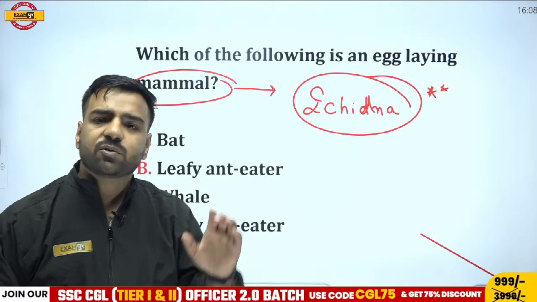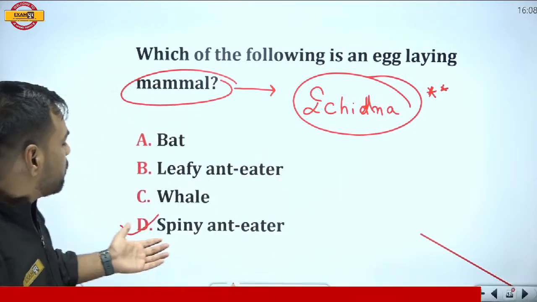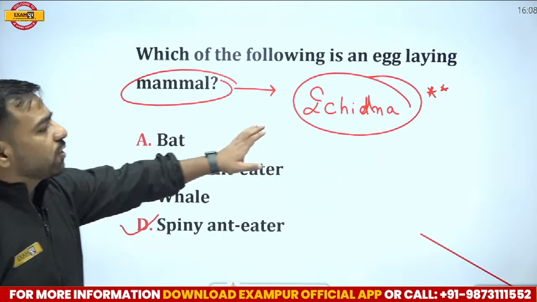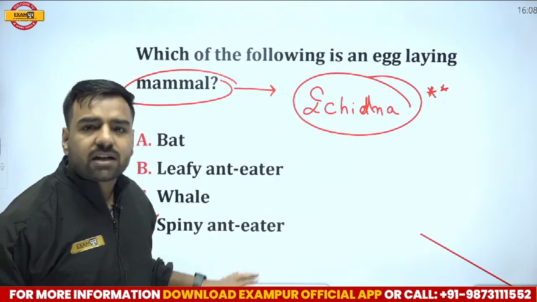Yes, whenever we talk about mammals, mammals directly give birth to their younger ones. There is no such egg-laying process, but there is an exception where we are talking about the spiny anteater, where you can talk about echidna, right? So yes, these are one and the same thing.